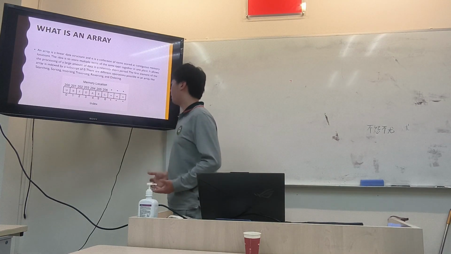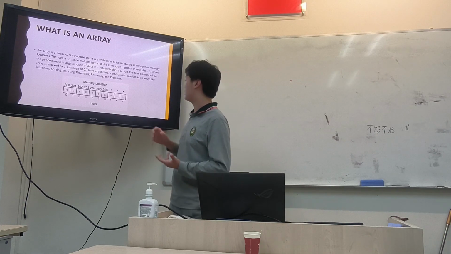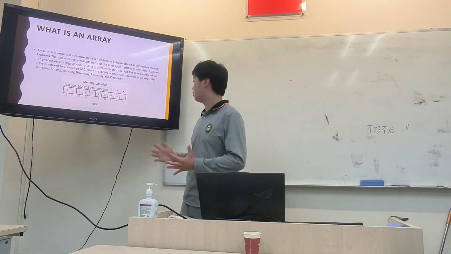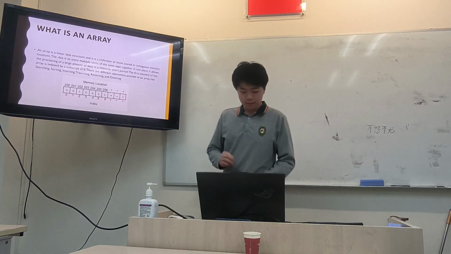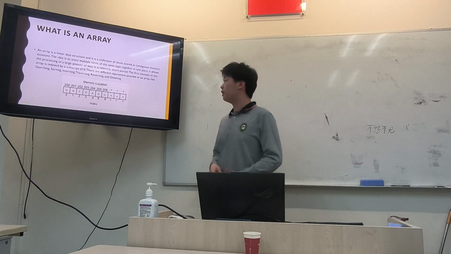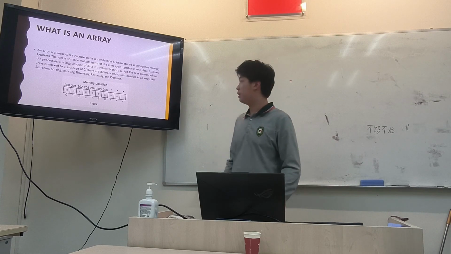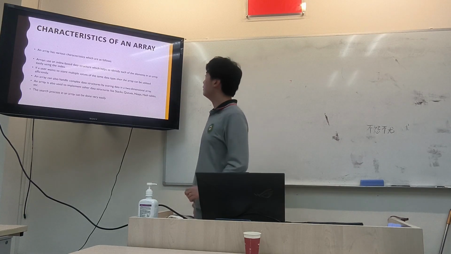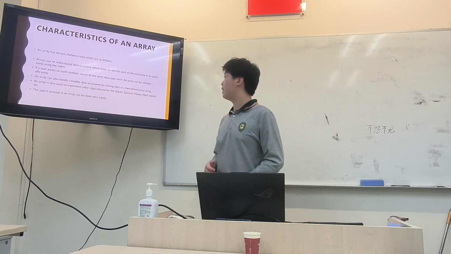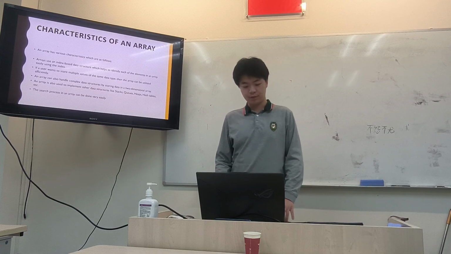For example, if you have 7 elements in the array, the index will be from 0 to 6. Okay, so there are different operations possible in an array, like searching, sorting, inserting, traversing, reversing, and deleting. So here we'll introduce the characteristics of an array. An array has various characteristics, which are as follows.